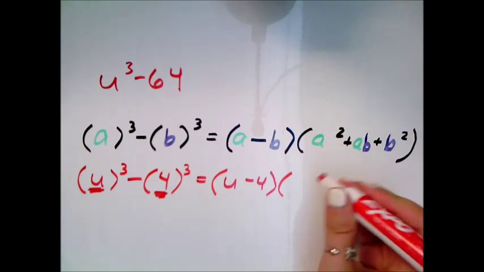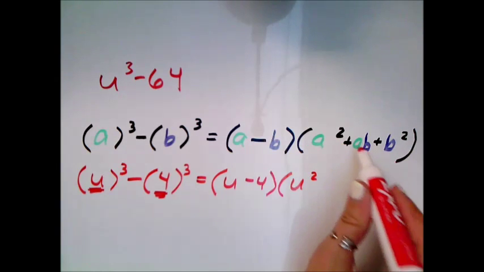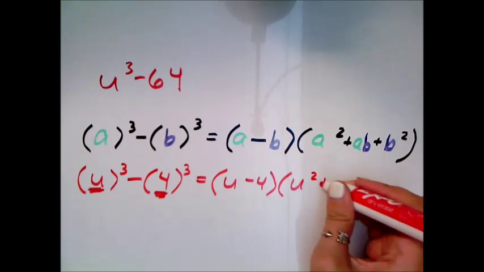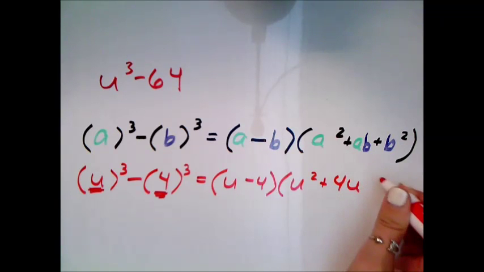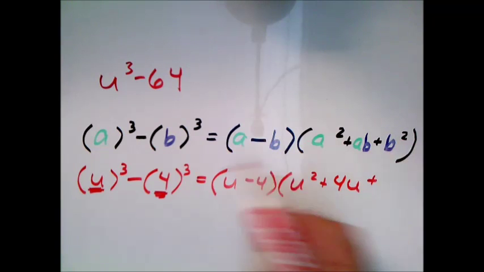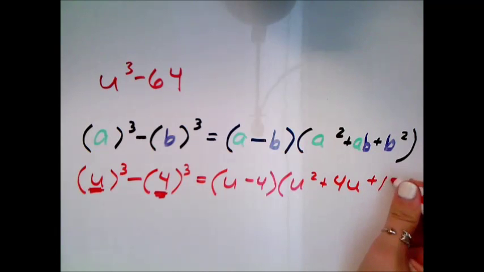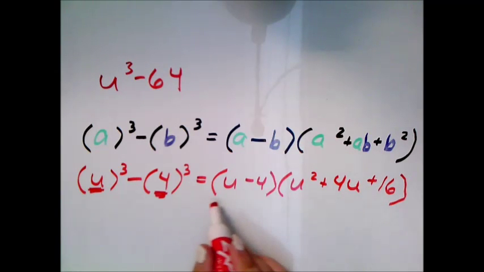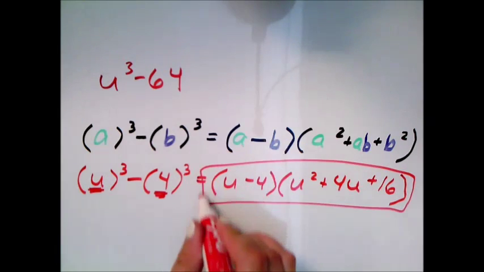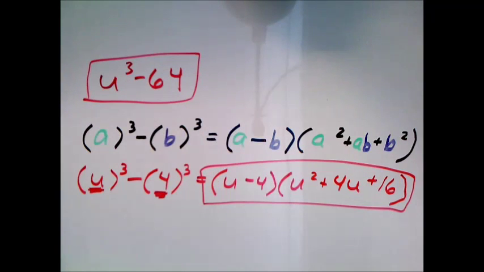So then a is u squared, and this is u times 4, which probably looks a little nicer if I just write it as 4u. And then my last one is b squared. B was 4, so 4 squared is 16. So here's a factored version of this. So it's essentially just following the formula. All right, let's try another one, maybe one that has a plus.